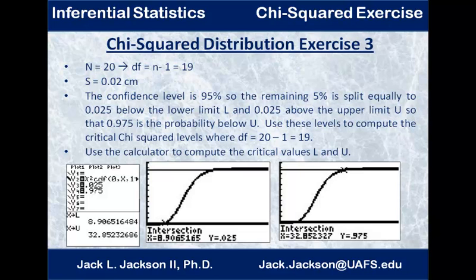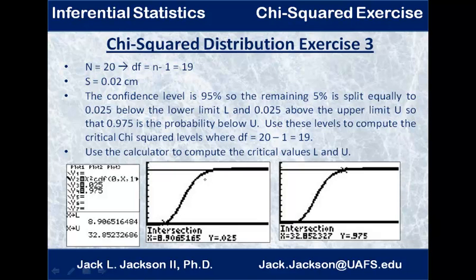Okay? Use these levels to compute the critical chi-square values where the degrees of freedom is, of course, 19. So we're going to use our calculator to compute these critical values L and U, chi-square lower and chi-square upper. Again, we graph a chi-square CDF. It always goes chi-square CDF, 0, x, and the last number is the degrees of freedom, which is 19 in this case. We graph our two y values, alpha over 2, which is 0.025, and 1 minus alpha over 2, which is 0.975. Between these two x values where they intersect is going to be, well, not exactly our confidence interval.